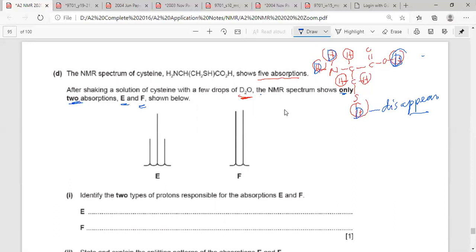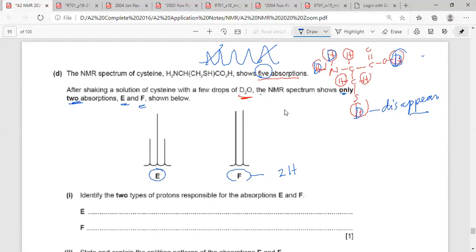Very easy. So there are 5 peaks originally, 1, 2, 3, 4, 5 peaks. Now the 3 are gone. The 2 remaining absorptions: 1 peak here will split into 3 and the other into 2. Easy, isn't it? That means this E has been caused by F to split into 3. That means F here has got how many hydrogens? Has got 2 hydrogens here.